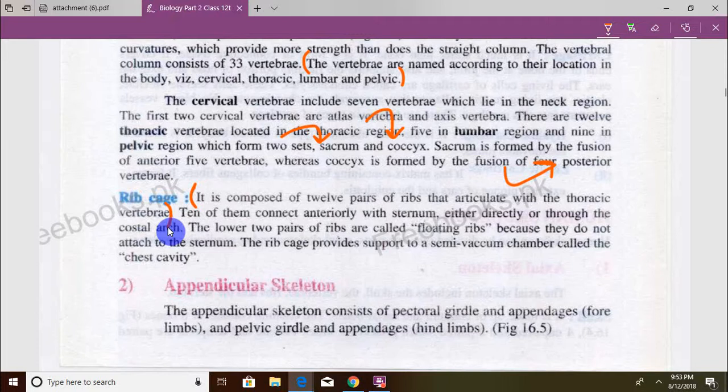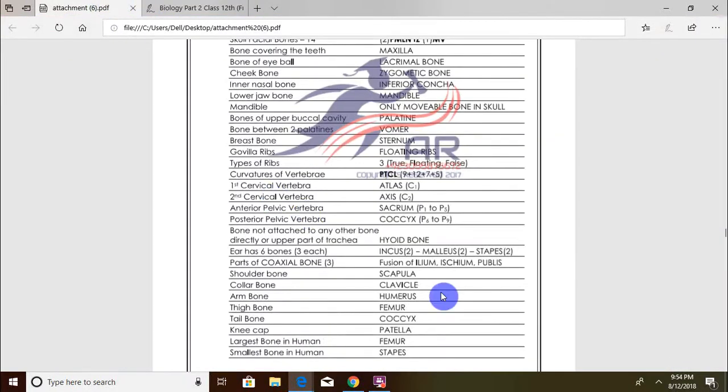10 of them connect anteriorly with the sternum, either directly or through the costal arc, and the lower 2 pairs are called the floating ribs, and they do not attach to the sternum. The chest cavity has been described as a semi-vacuum chamber, right? And this is basically it.